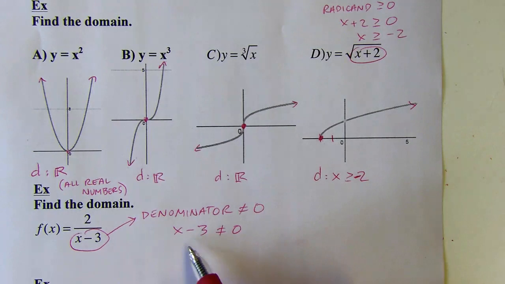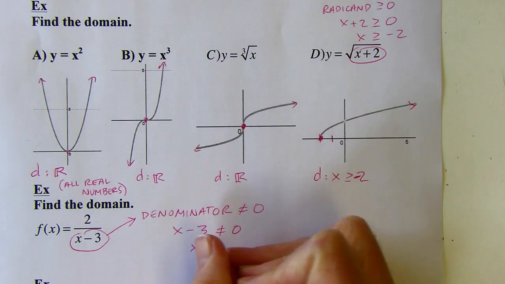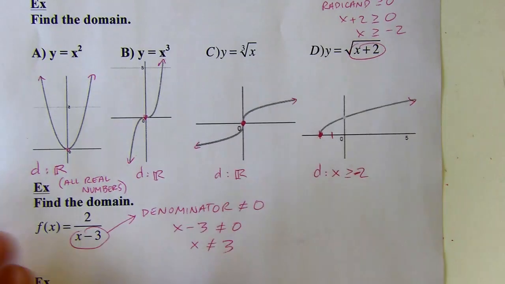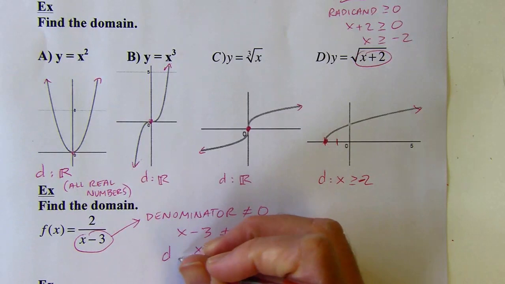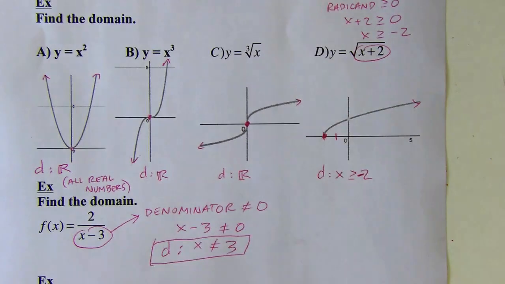And then if I'm isolating x, I would just treat it like an equation. I'd add 3 to both sides. This is what x can't equal. That's what would give me a 0 denominator. So the most concise way, we don't want to make a list because it's an infinitely long list, but there is one thing that does not work for the domain. X cannot equal 3, okay?